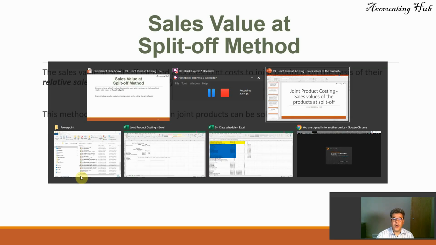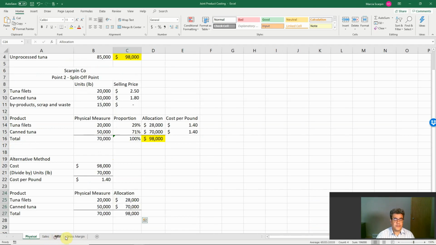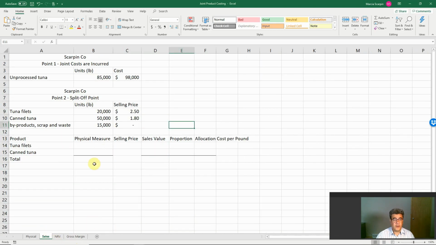So let's go to our Excel file here. On this Excel file, we have all the four methods, okay? So you can check it out. What do we have? We have unprocessed tuna, our split off point, 85,000 pounds, $98,000 our cost. Our two products, tuna fillets and canned tuna, 80,000 pounds and 50,000 pounds, with these two selling prices. The byproduct is scrap and waste. We are not selling it, so we don't consider it for our analysis.